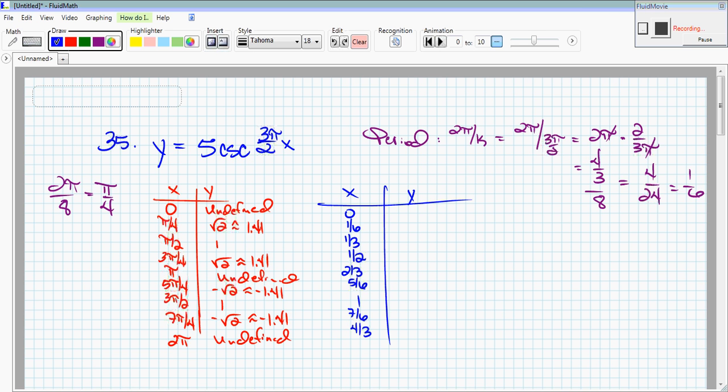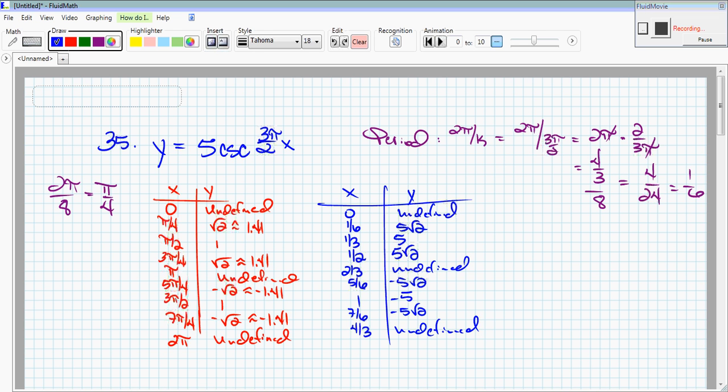In terms of y, all we're going to do is multiply everything by 5. This is still going to be undefined. At 1/6, it's going to be 5 root 2, or 5 times approximately 1.41. At 1/3, we're going to have 5 root 2, undefined, negative 5 root 2, negative 5, negative 5 root 2, and undefined. These are the values we're going to graph, and we'll check to make sure this is correct.